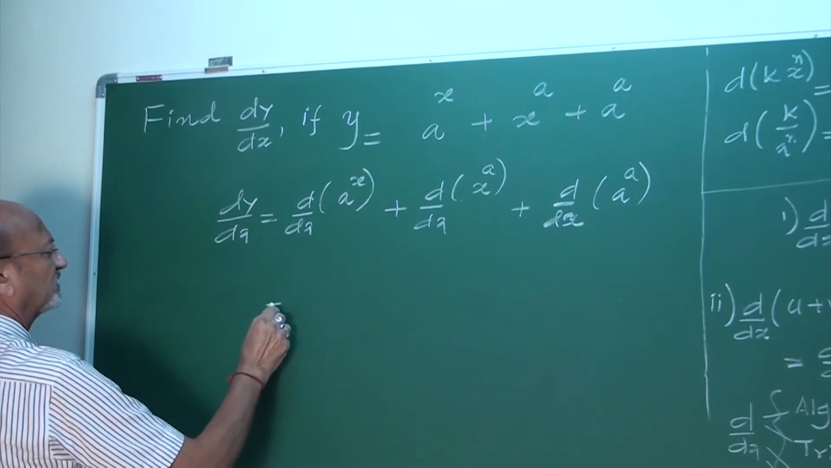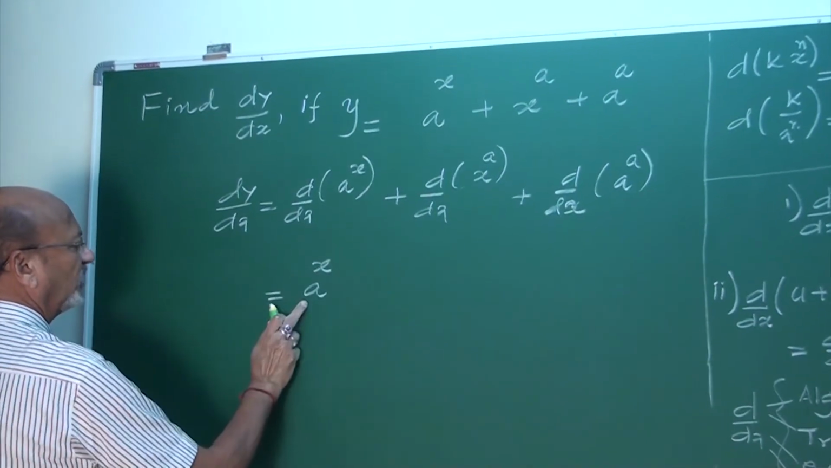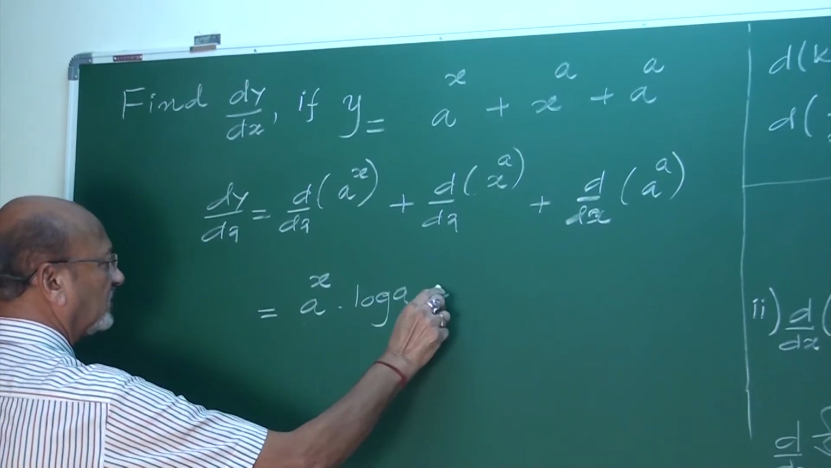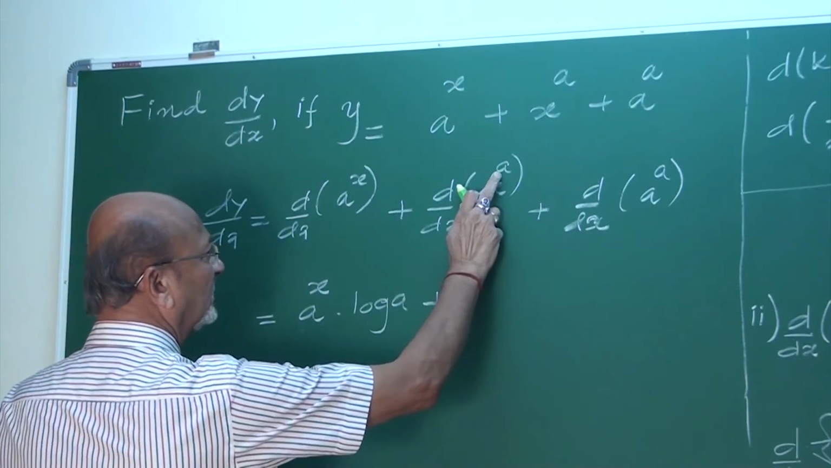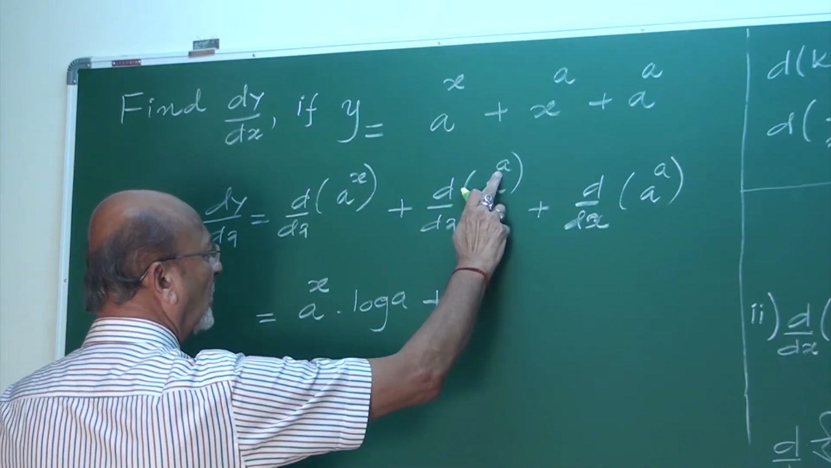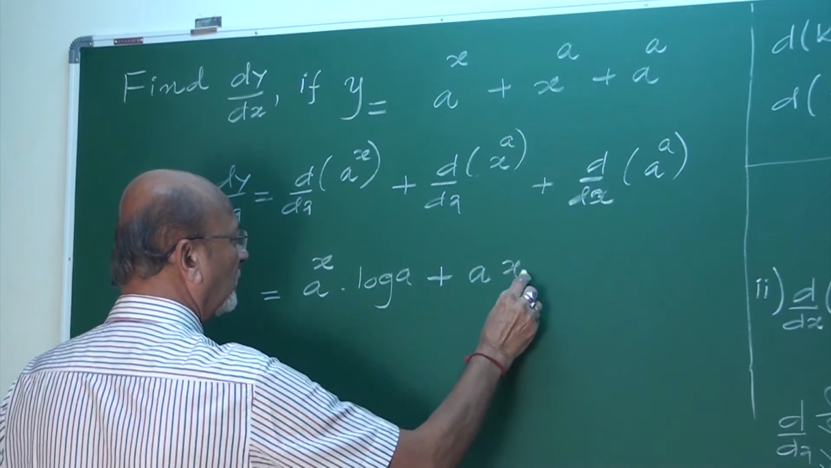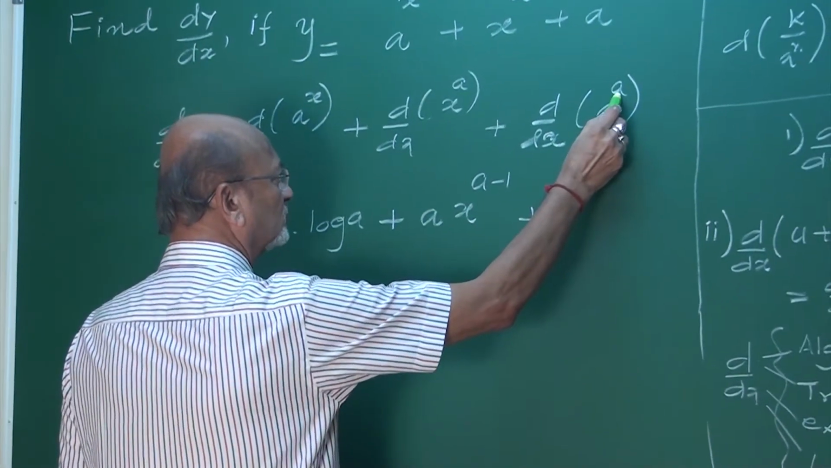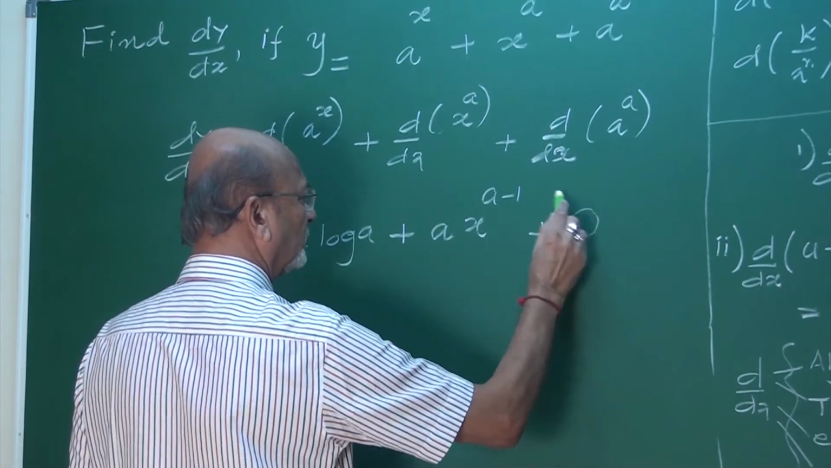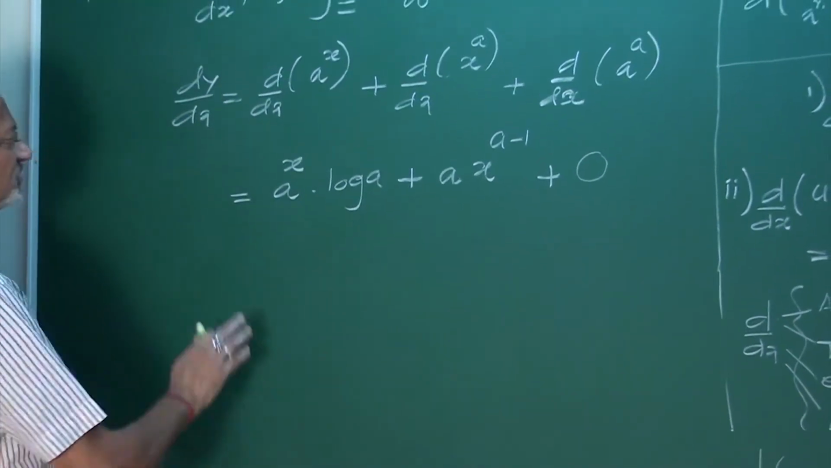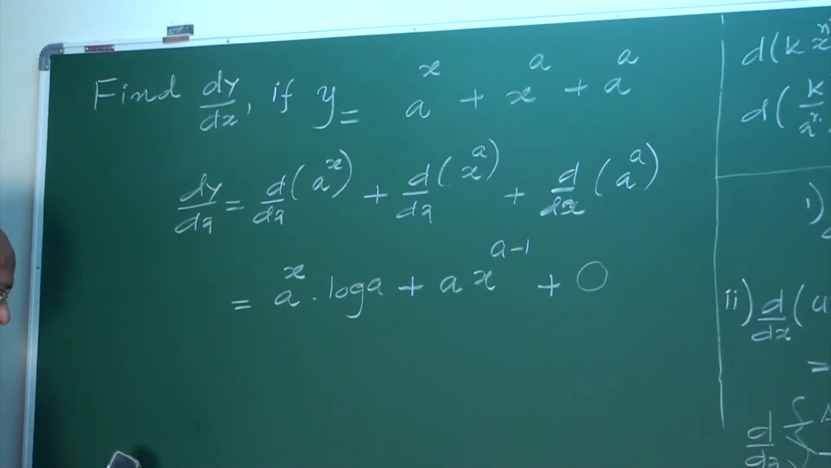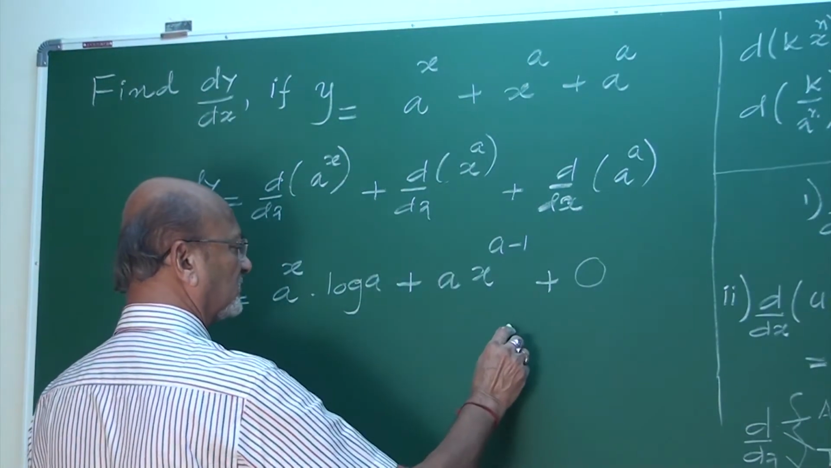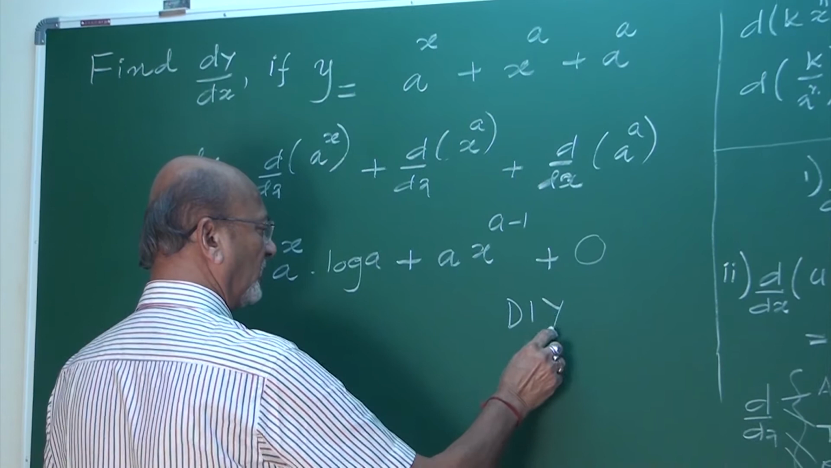What is this? A to the power x, direct formula: a to the power x into log a. It is not e, right? It's log a. Yes, my friend. What is this? Down is x. X to the power n: instead of n, you have a, n into x to the power a minus 1. Constant: the entire thing is constant, the derivative of a constant is 0. This is the answer for this. Yes, my friends. Just at home, you try these 1 or 2 examples. DIY, do it yourself.